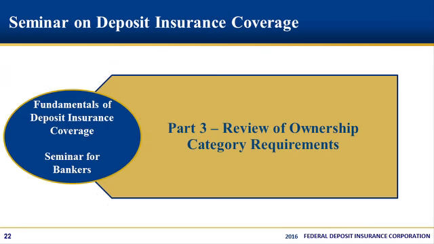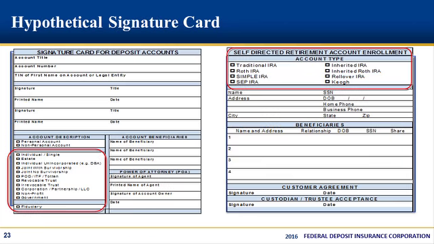Part 3, Review of Ownership Category Requirements. To help introduce the concept of ownership categories, we have created a hypothetical signature card to illustrate how the information collected at the time an account is opened is linked to the different FDIC ownership categories. Please note, we are not suggesting your bank use the format provided on the next few slides in establishing your own bank documentation. Let's look closely at the account description sections circled in red on this signature card.